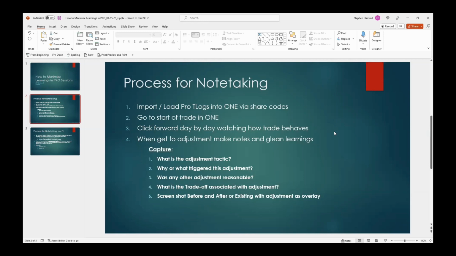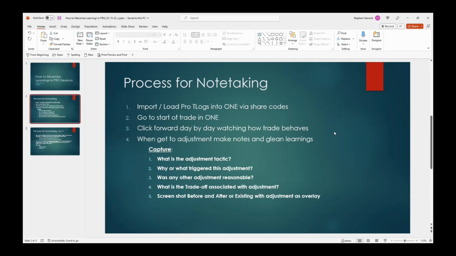But at that point, then I just start clicking through day by day of the trade in ONE and watch how it's behaving. And then I'm going to observe when an adjustment happens. I want to evaluate that. Okay. And it's more than just, oh, he rolled back. Okay, cool. Was that a winning move? And I'm not saying that any of us still do that, but that's completely amateur.